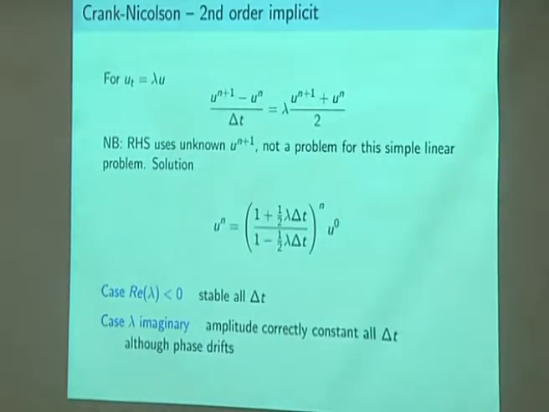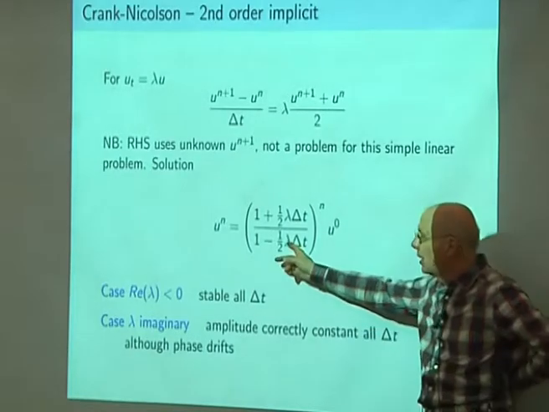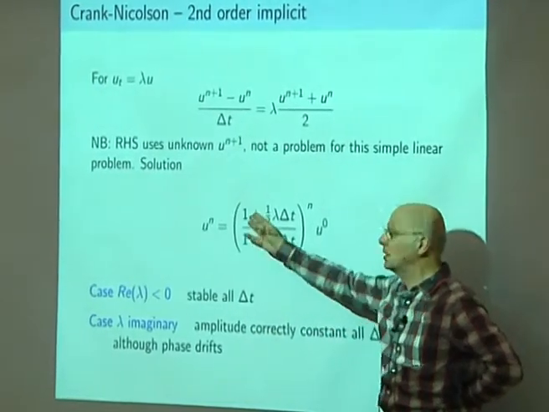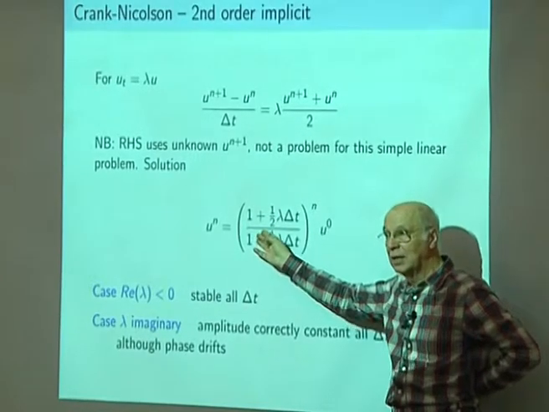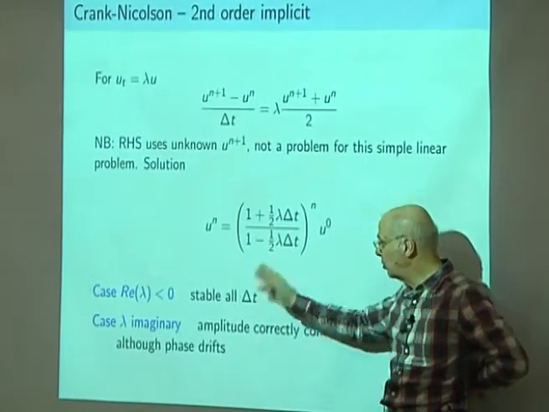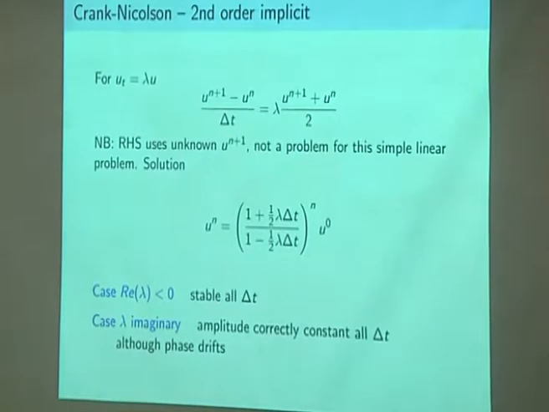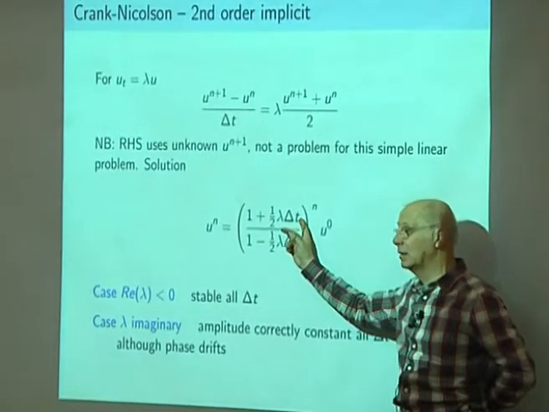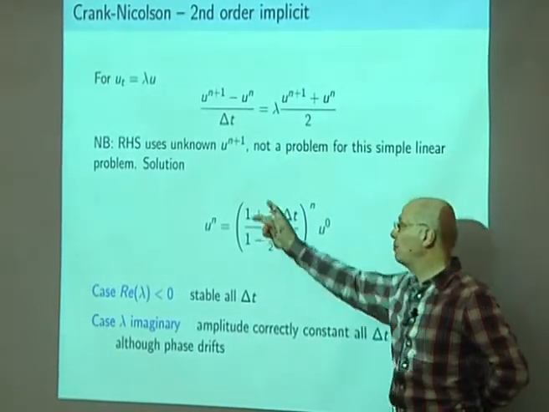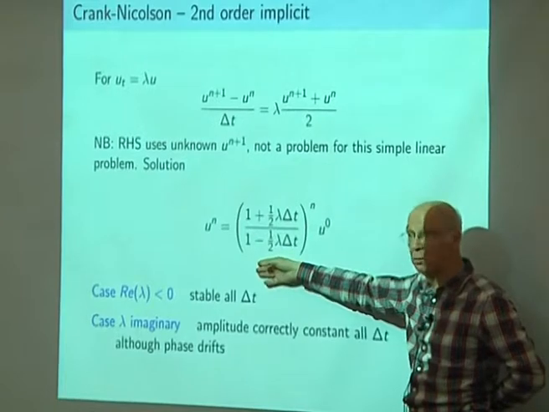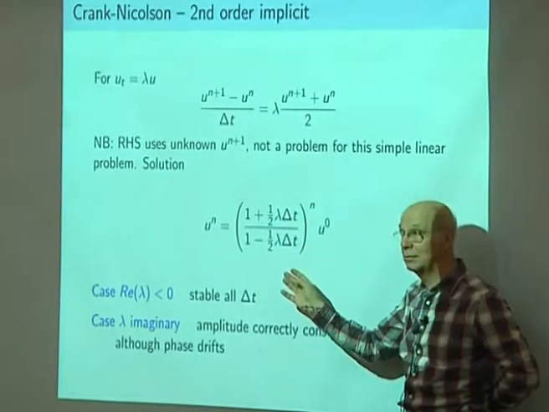So that expression there shows you immediately that in the case where the lambda is negative, it's a stable one, the real part is negative, then this is sort of 1 plus and that's 1 minus, so this is less than 1, so it decays. So it's stable for all delta t if lambda is negative. And in the case when lambda is imaginary, so this is 1 plus I, something, this is 1 minus I, so the magnitude of the top, the absolute value of the top, modulus of the top, is equal to the modulus of the bottom. So this is of magnitude 1.